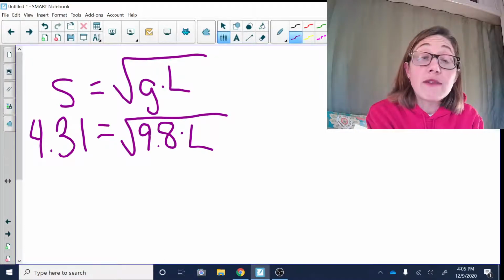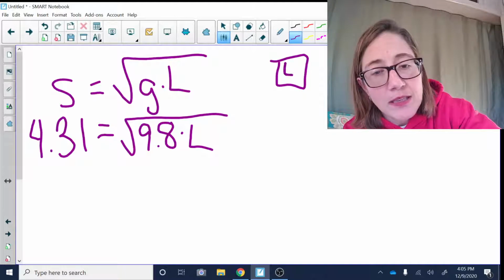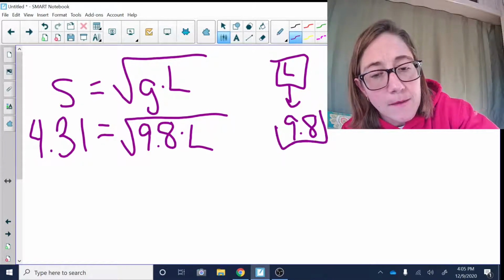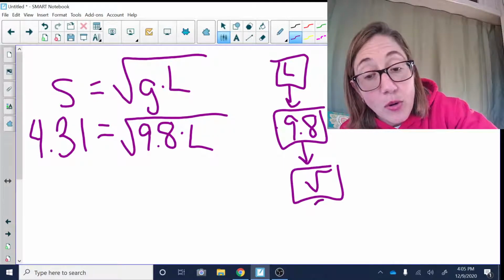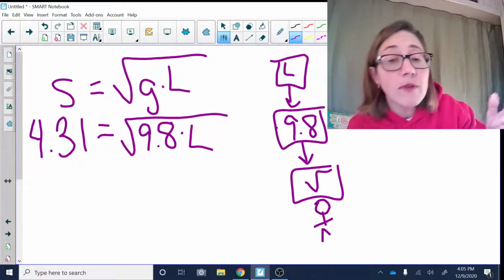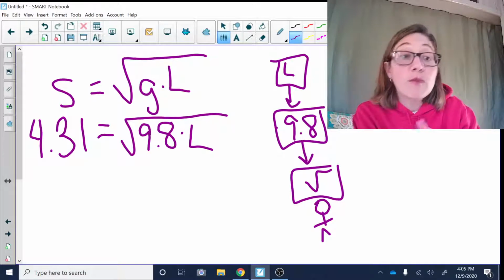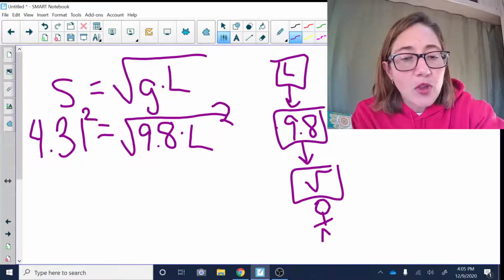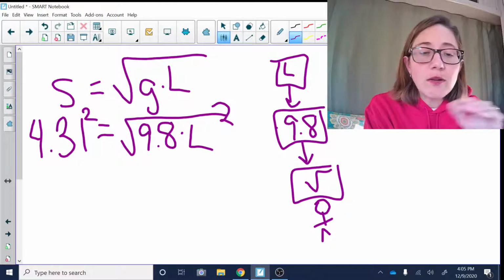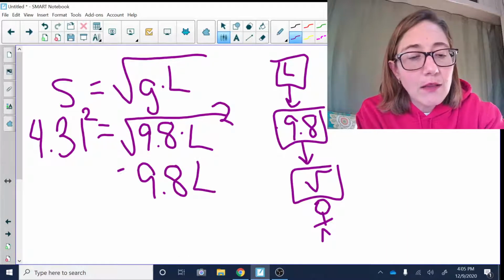So we need to reverse this process. If I think about what has happened to this L, it is getting multiplied by 9.8. Then after that, it's getting square rooted. So here we are at the end of the equation, and we want to reverse this. How do you undo square rooting? What's the opposite of square rooting? Well, squaring. So we're going to square both sides of this. On the right side of my equation, the squaring and the square rooting are going to undo each other, so that's going to make 9.8L.